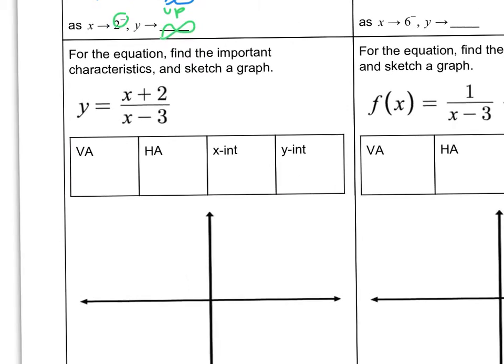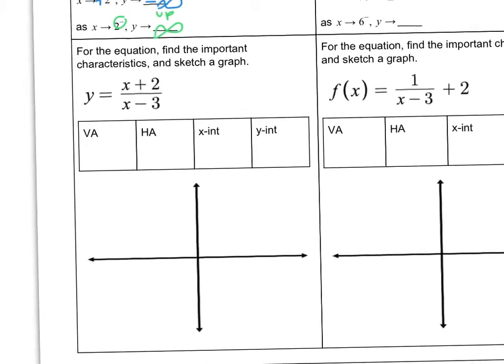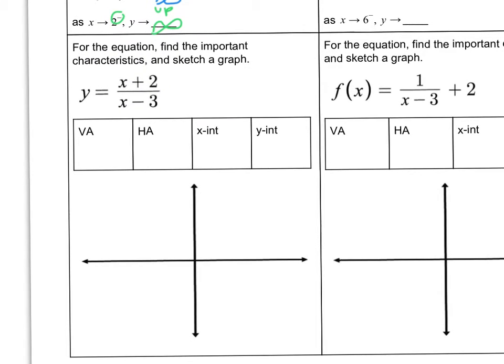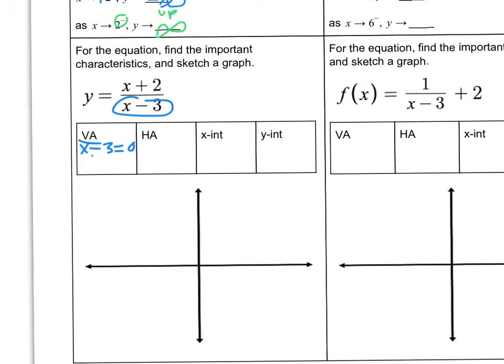Let's talk about graphing. There are no numbers in this spiral. This is super fun. X plus 2 over x minus 3. For the vertical asymptote, that's going to be whatever makes the bottom equal to 0. So x minus 3 is equal to 0. That means that x is equal to 3. So I'm going to have 3 on my graph and a nice vertical dashed line to show that off.